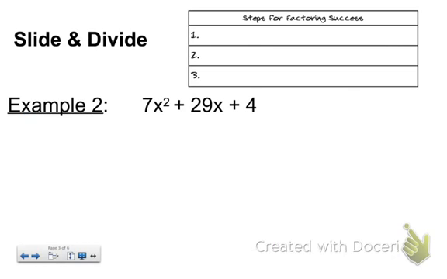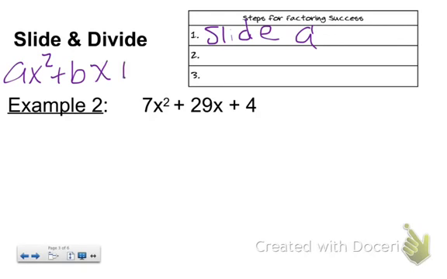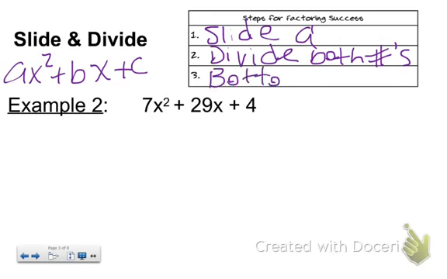The second method is called slide and divide. So what you're going to do is slide a, so the coefficient of the x squared, remember I have ax squared plus bx plus c, slide a, then divide both numbers, and then bottoms up. So you'll see what that means in just a second. First thing you're going to do is slide.